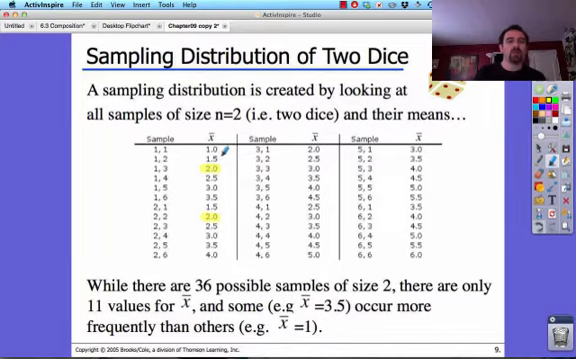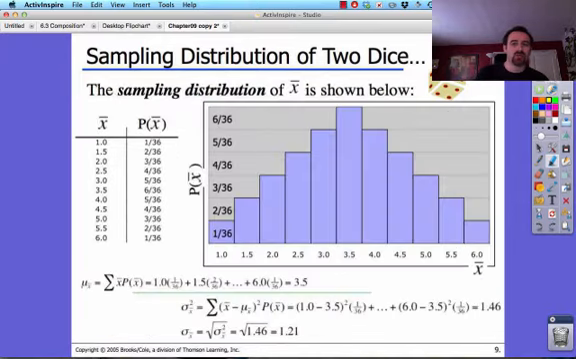What we're looking at here is simply that if we roll a 1 and a 1, that's an average of 1. A 1 and a 2 is an average of 1.5, and so on and so forth. You can see how these work out. So we're looking at the distribution of averages now, the distribution of means. There are 36 possible samples of size 2. There are only 11 values for x bar, and some occur more frequently than others.